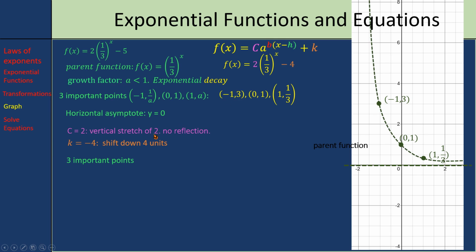The 3, I got to multiply by 2 because the stretch of 2. So 3 times 2 is 6. Minus 4 is 2. So -1, 2. 0, comma 1. 1 times 2 is 2. Minus 4 is -2. 1/3 times 2 is 2/3. Minus 4 is -3 and 1/3.